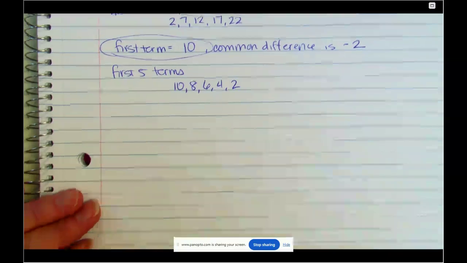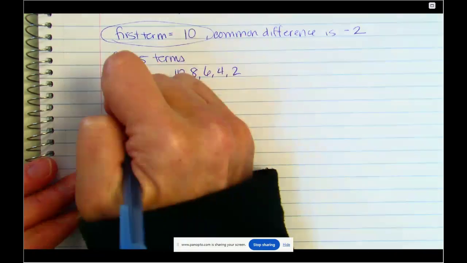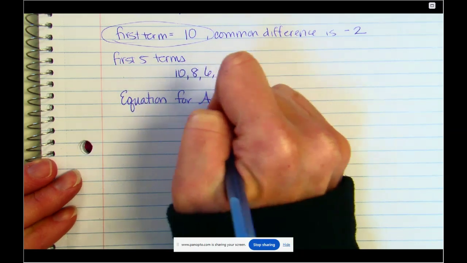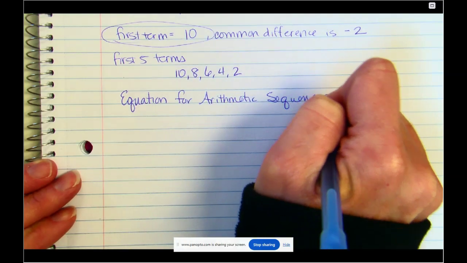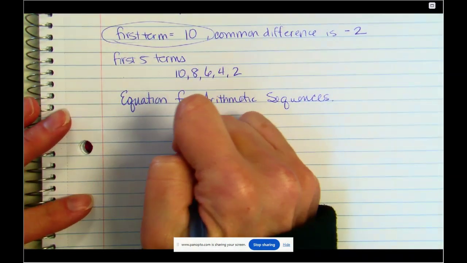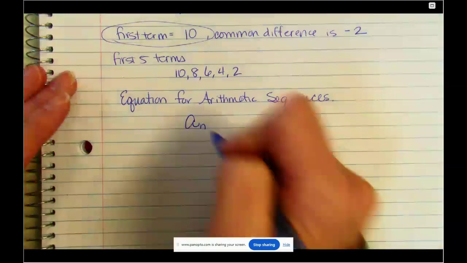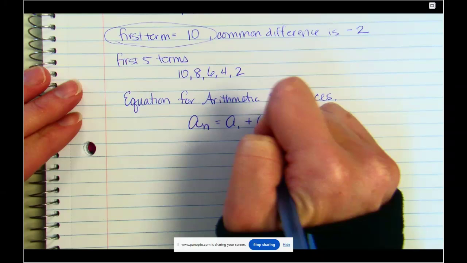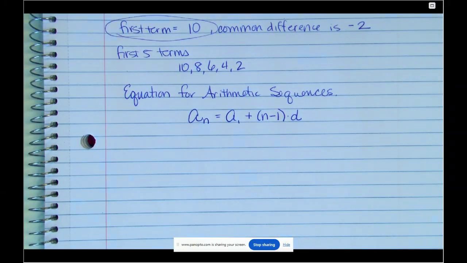Okay, now the last thing we need to be able to do with these guys is we like to be able to write an equation. Okay, so an equation for arithmetic sequences. This is going to look a little bit weird. So it's going to be A with a little n equals A with a little 1 plus n minus 1 times d. Now write that down and we'll talk about what we got going on here.